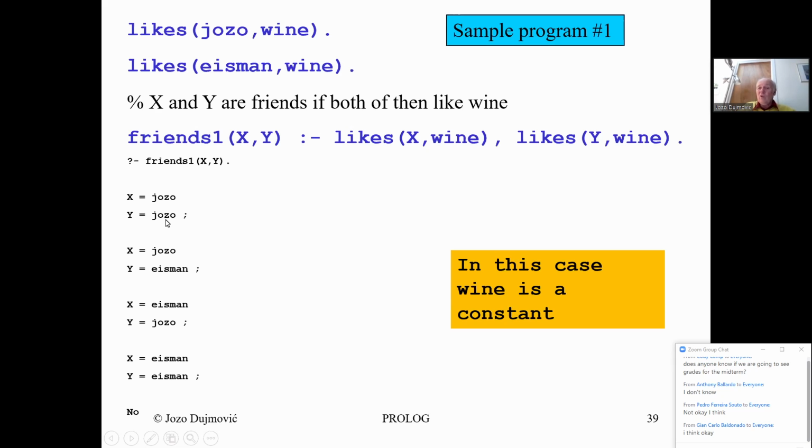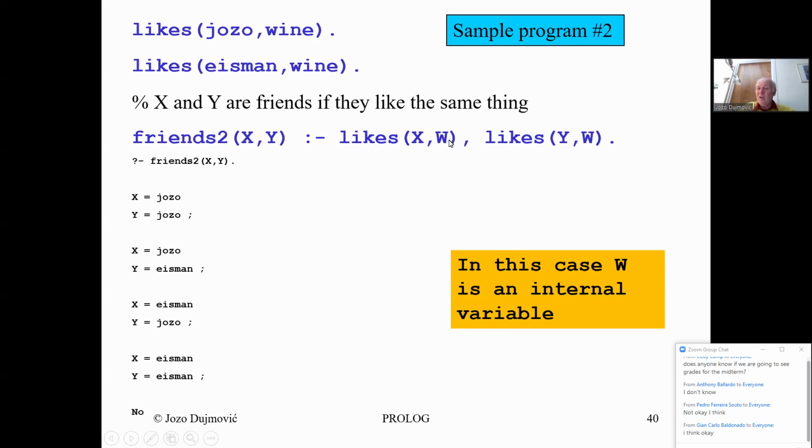And we want to do modifications. The first modification, we want to generalize this from wine to something else. So we put here variable W and say, I don't care what they have in common. Maybe they both like soccer and go to soccer matches together. So they are friends because they like something, but I don't care what that something is.